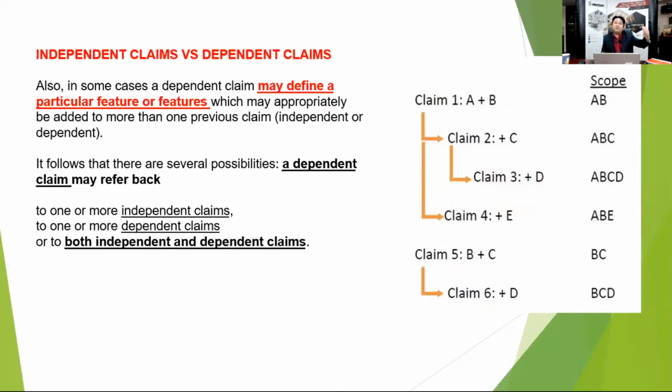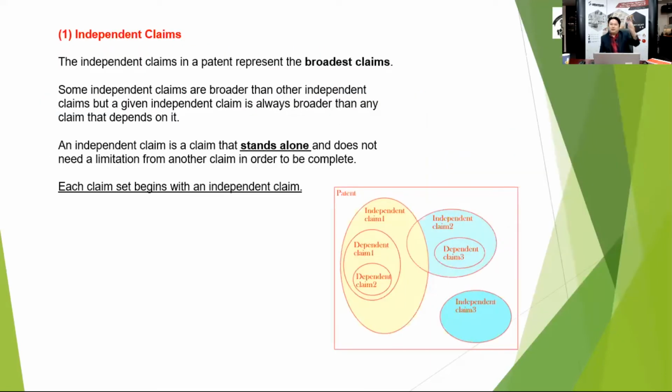You can have dependent claims. For example, claim number 2 is a dependent claim. So claim number 3 refers to claim number 2 plus D. So you see, my scope becomes narrower, always narrower. Your dependent claims can always refer to one or more dependent claims. Always remember that. You must know how to play around with the dependent claims. Now let's look into independent claims.